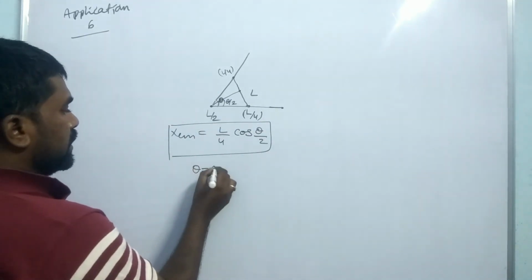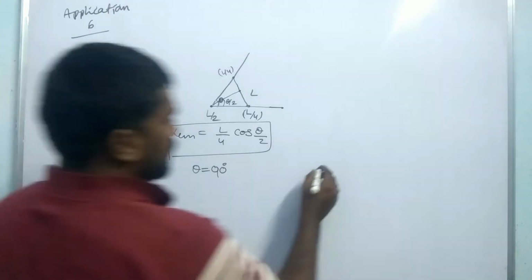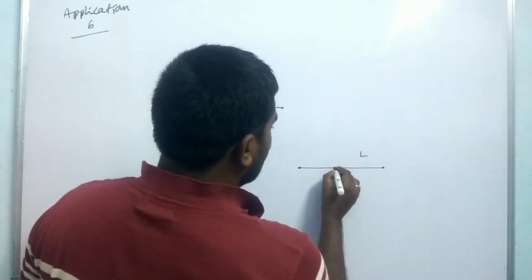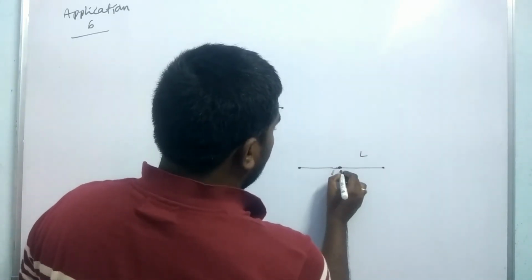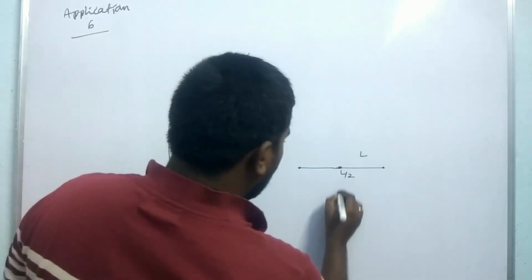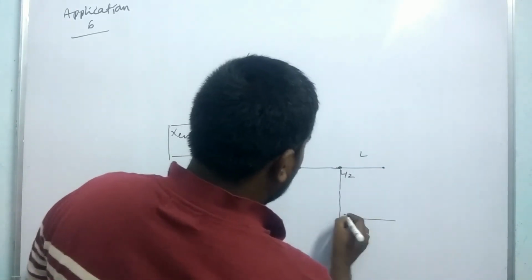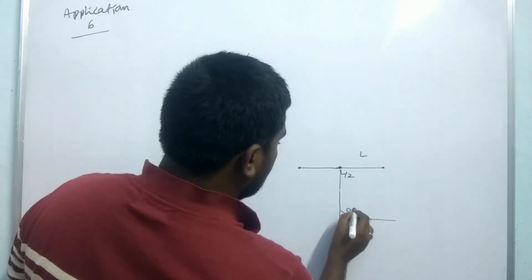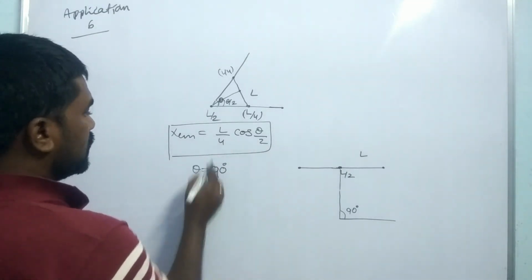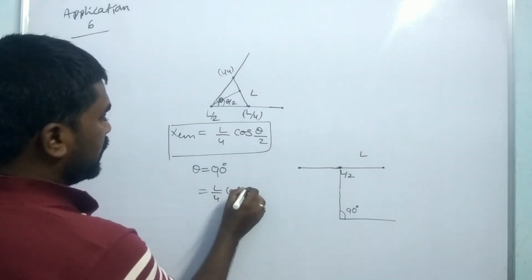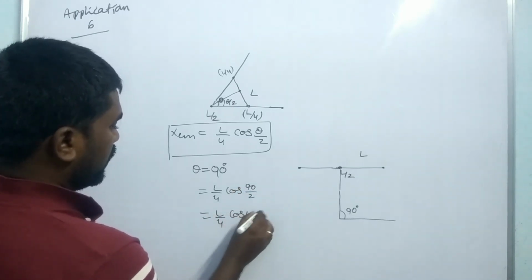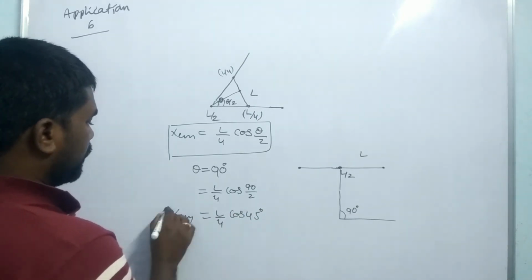If theta is equal to 90 degrees, it means the rod is bent in the perpendicular direction. At first the length L had its center of mass at L by 2. Now with 90 degrees, xcm is L by 4 cos 90 by 2, which is cos 45. So L by 4 cos 45 is the xcm here.